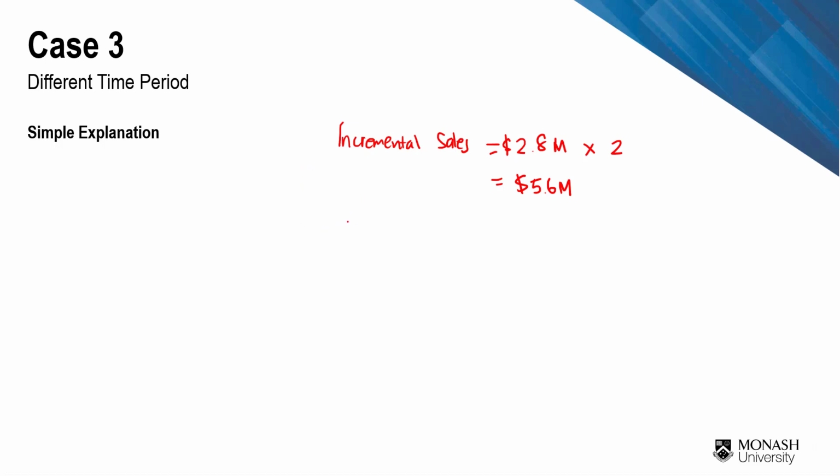But at the same time, we've forgone, okay? So what we've forgone is 1.8 million and also times it by 2 weeks. This will give me 3.6 million, and this is going to be negative because that's what is forgone.